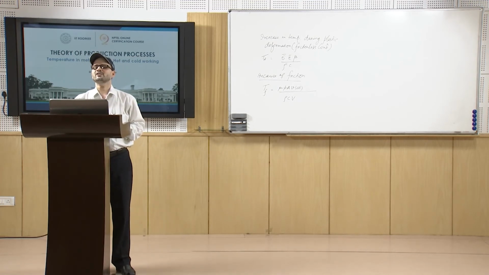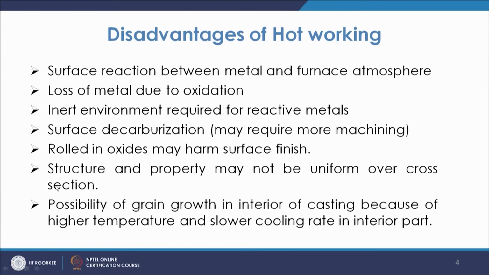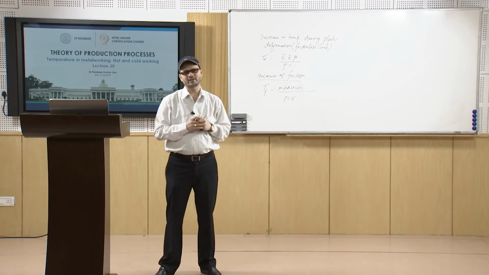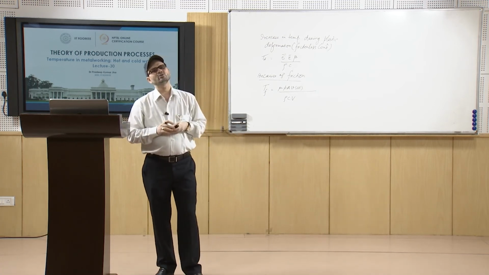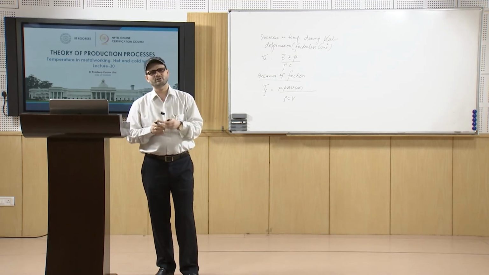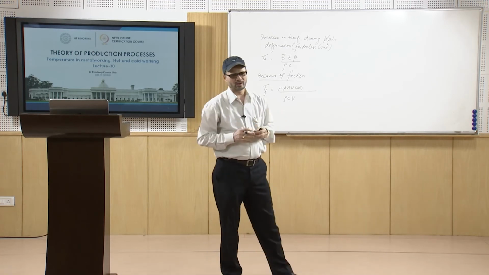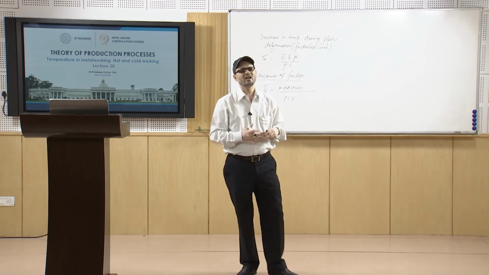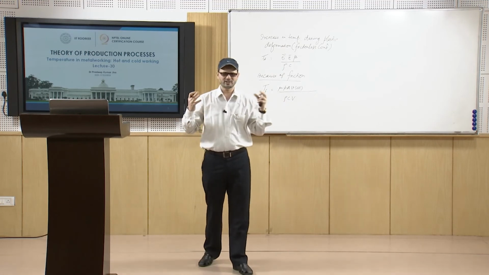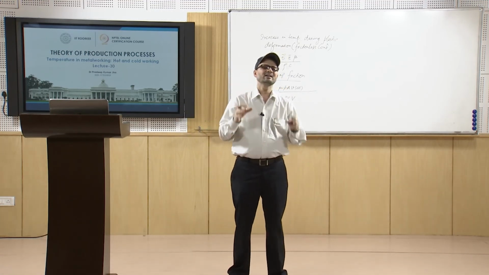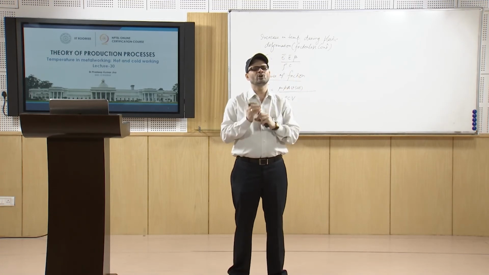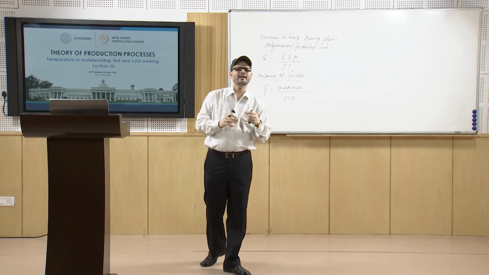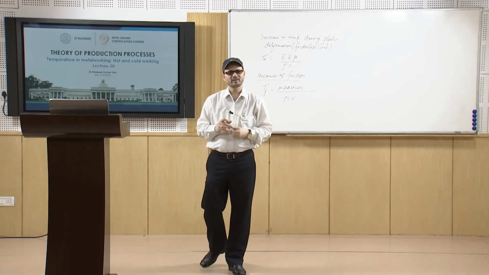Then you have structure and property that may not be uniform over the cross section. So, what does it mean? It means that at the surface you have a larger heat extraction rate, whereas in the interior you will have a slower cooling rate, higher temperature. So, you will have lower temperature at the surface. When the die and metal surface come into contact, you have a larger heat extraction rate, whereas inside, the heat which is generated goes inside. So, that is another factor. Then more heat content is inside. So, because of that the cooling rate inside is smaller, temperature is higher.